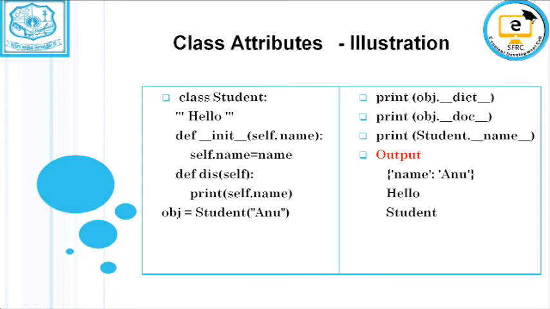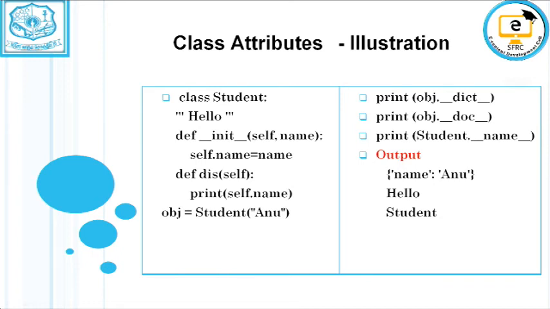So when I print object dot double underscore dict double underscore, it can display the attribute name as well as the corresponding value assigned for that attribute. Since the student class has only one attribute, it is displayed as name colon, the value assigned for the particular instance variable. Then hello is the documentation string assigned for the class student, enclosed within triple quotes, and the name of the class is student.